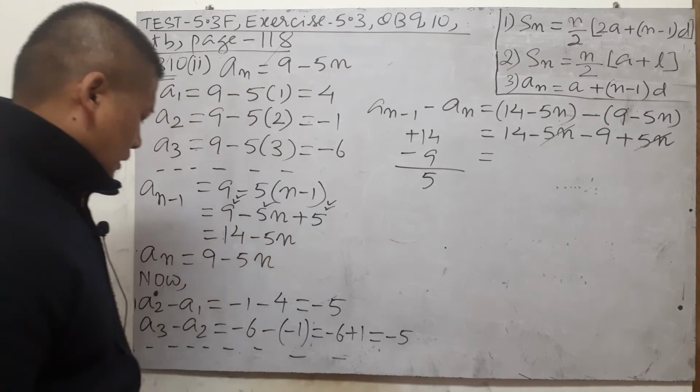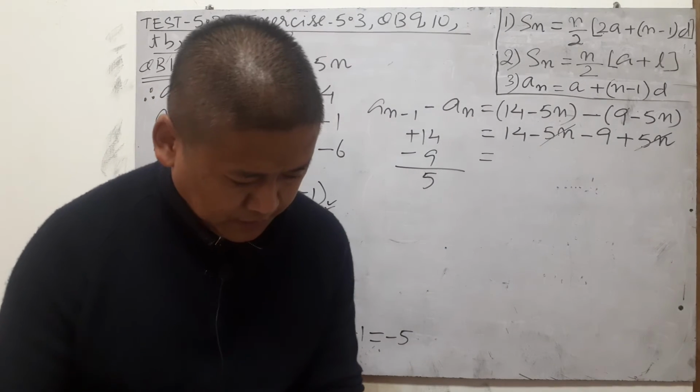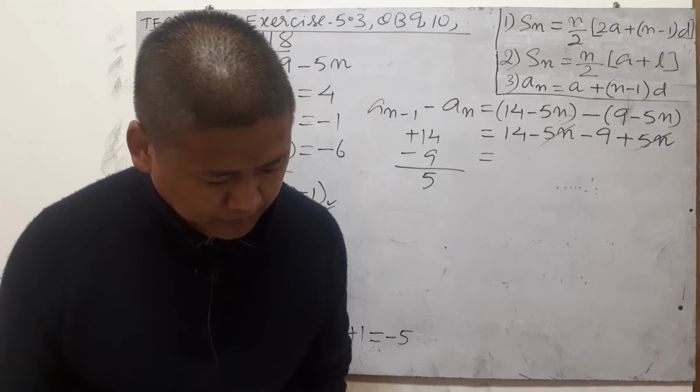And something has gone wrong here. 14 minus 5n. Let me check the book answer. Yes, an.